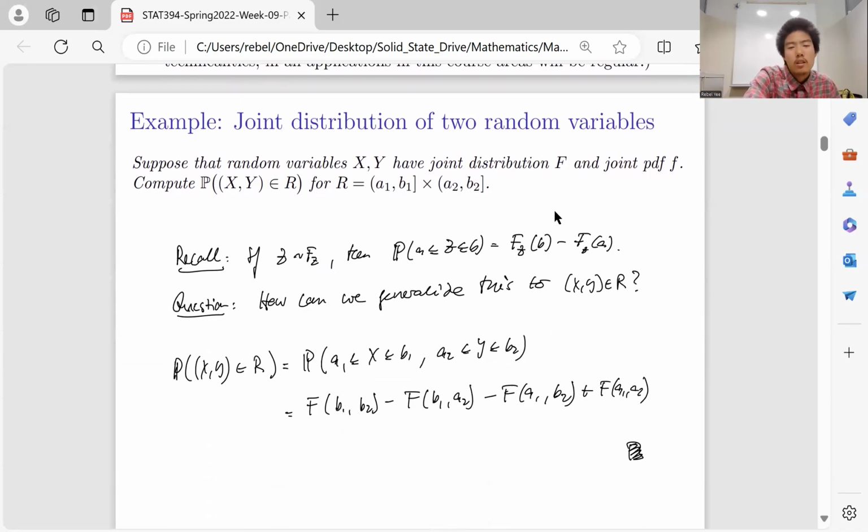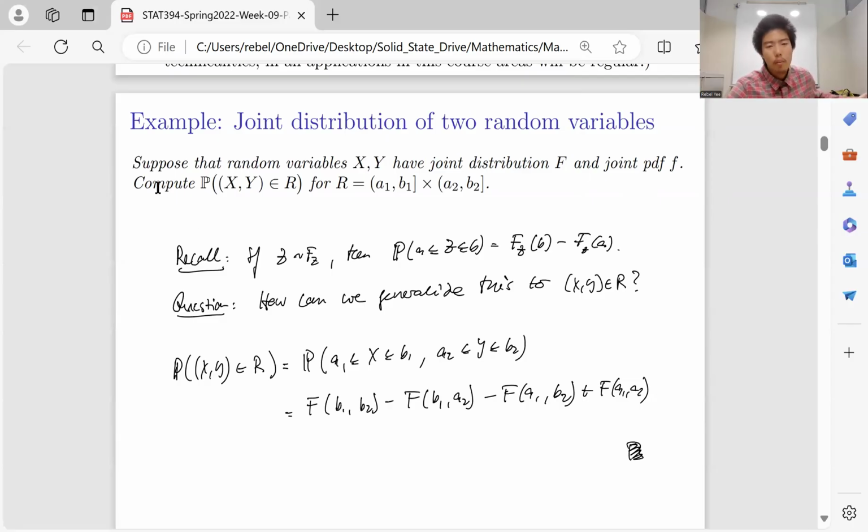So one easy case: there are two random variables now, X and Y, and we consider their joint distribution F and the joint PDF, which is small f. If we know the F, remember how to get the small f, how to get the PDF. From CDF to PDF, we just differentiate once with respect to the corresponding variable. So that's what we do.